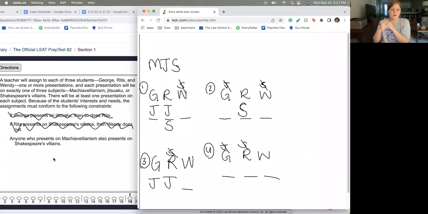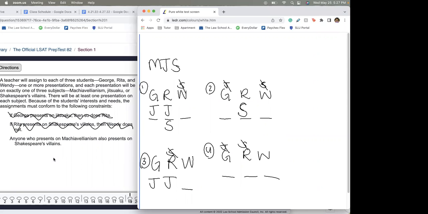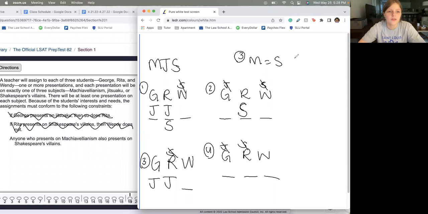Okay. Almost there. The last rule says that anyone who presents on M also presents on S. What do we think about this rule? I basically just said lowercase m equals s. Now, when you say that, I want to make sure that you're understanding it correctly. Are you saying that it goes both ways? Like if I have S, I have M. If I have M, I have S.